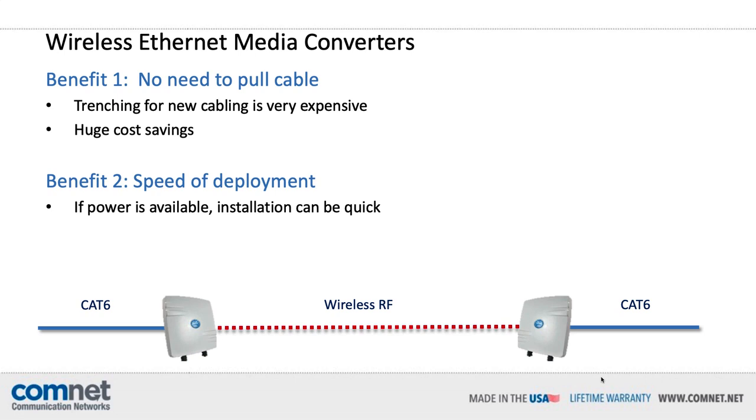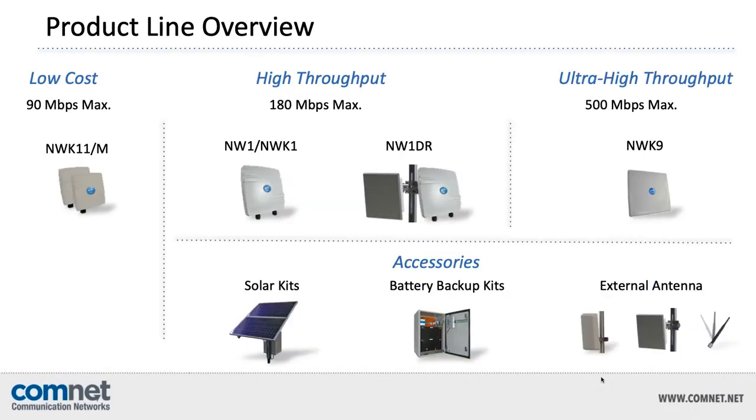The second big benefit is the speed of deployment. If you have power on site, the installation of wireless Ethernet media converter can be very quick and effective. Here is a complete view of the newly overhauled product line. We still have 3 levels of data speed, but the model numbers have changed. We have the low-cost NWK11/M at up to 90 megabits of throughput. In the high throughput category, we have the new Gen 3 NW1 series, which includes individual radios, kits, and the dual radio unit. For backhaul applications, we have the NWK9 at up to 500 megabits per second.